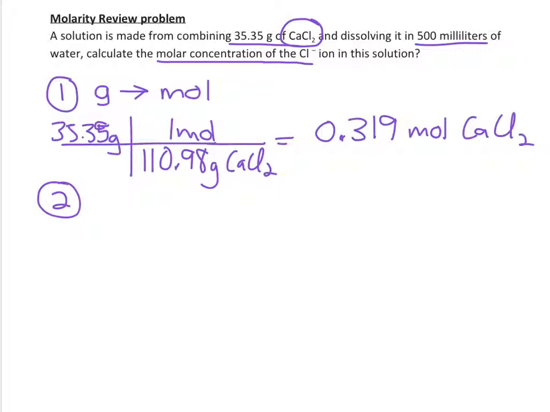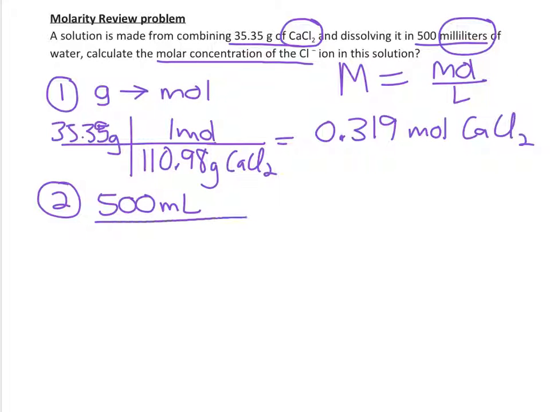Step number 2, I would go ahead and convert this milliliters to liters. The reason for doing these steps is we know molarity is moles per liter, so we need to get into those units, moles and liters. So in 500 milliliters, if we want to go to liters, we divide by 1,000 milliliters, and that's equivalent to 1 liter.